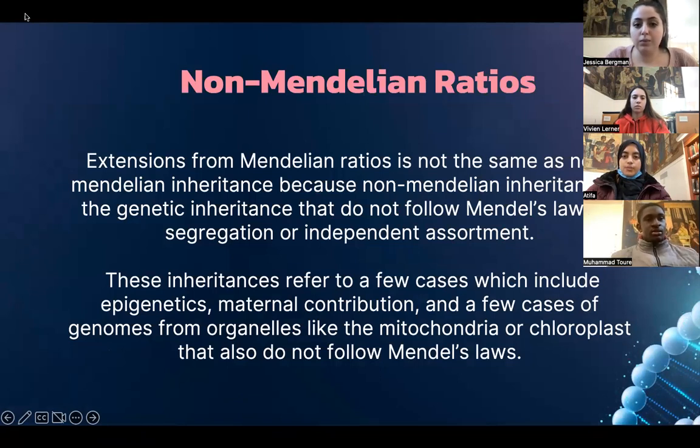Non-Mendelian genetics. Extension from Mendelian ratio is not the same as non-Mendelian inheritance, because non-Mendelian inheritance is the genetic inheritance that does not follow Mendel's law of segregation or independent assortment. These inheritances refer to a few cases which include epigenetics, maternal contribution, and a few cases of genome from organelles like the mitochondria or chloroplast that also do not follow Mendel's law.